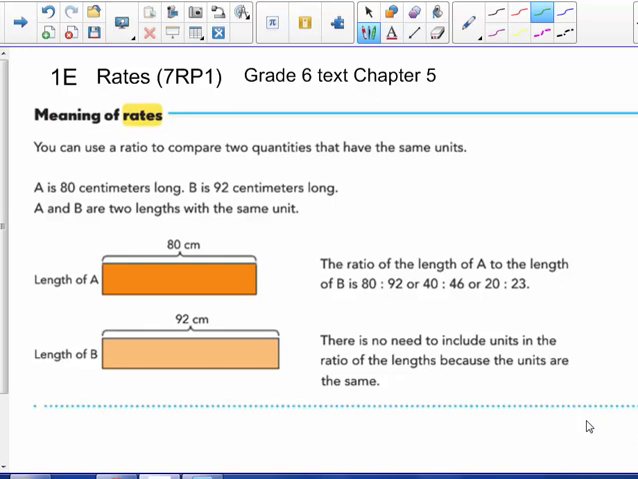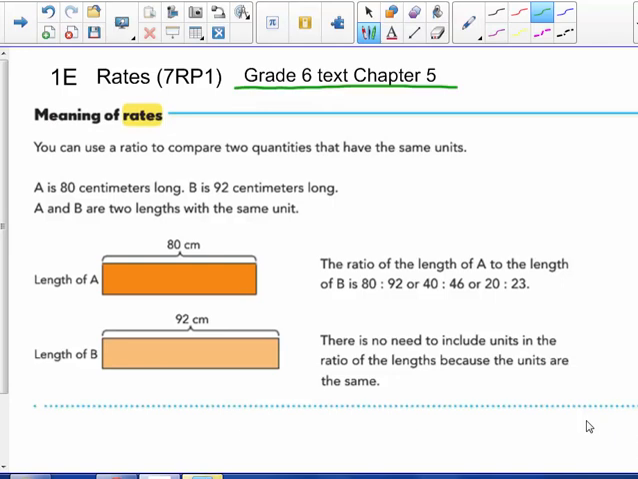This is 1E rates. It's 7RP1, meaning ratio and proportionality, the standard one. It's in your grade 6, that pink textbook that you had last year, chapter 5. So if you need help with this, that's where you go for help. Grade 6, pink book, chapter 5. The meaning of a rate.